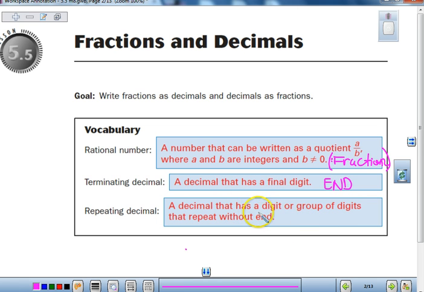A repeating decimal is a decimal that has a digit or a group of digits that repeat without end. And you know what, most of these are also rational. That would be like 0.3 repeating, 0.6 repeating, 0.1 repeating. And we're going to talk about how we can convert these.